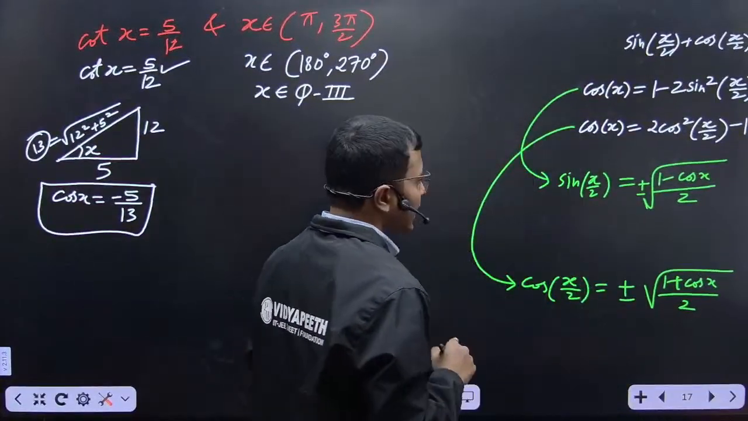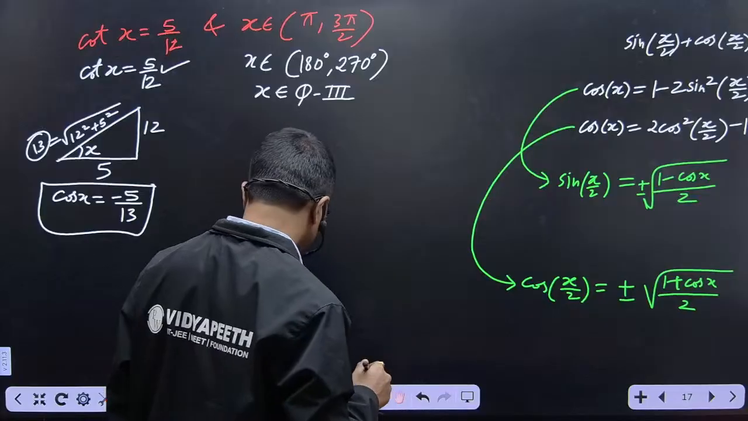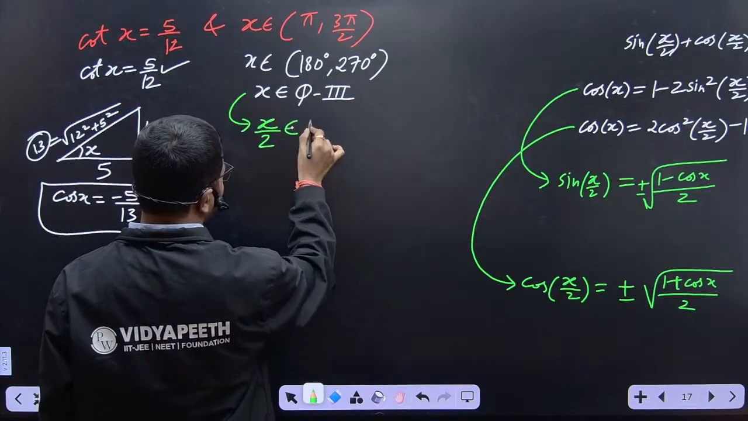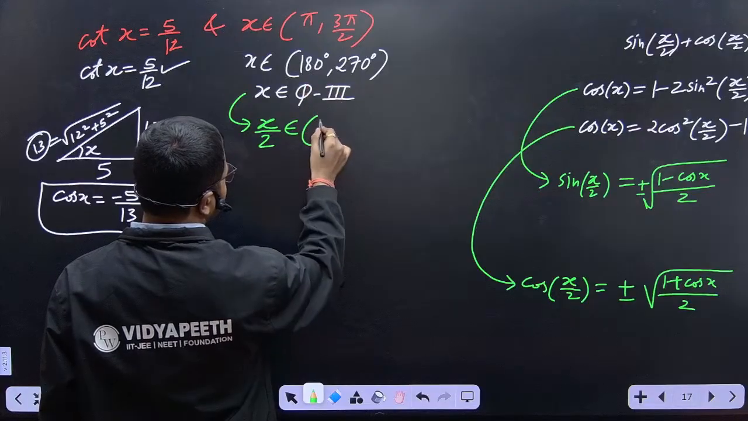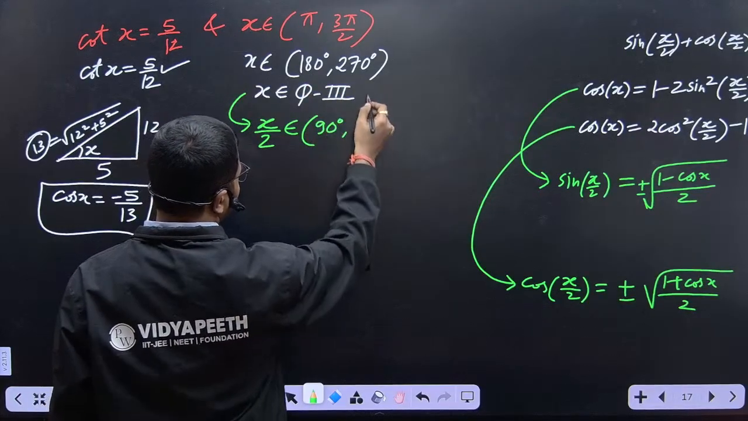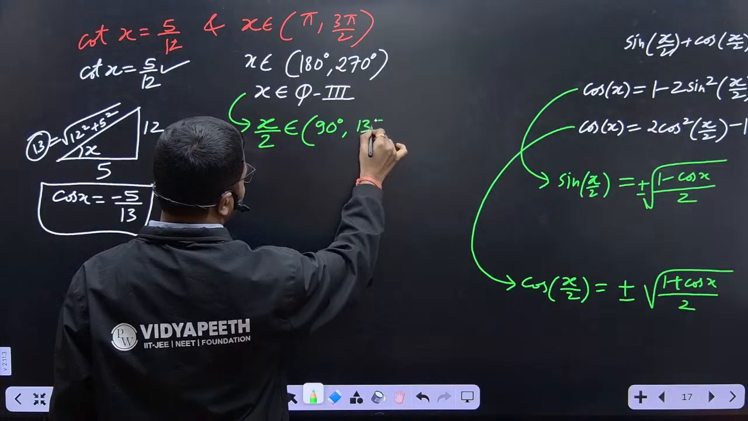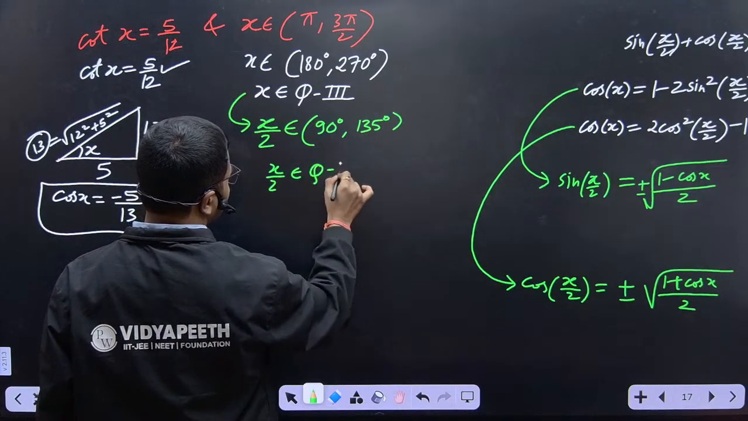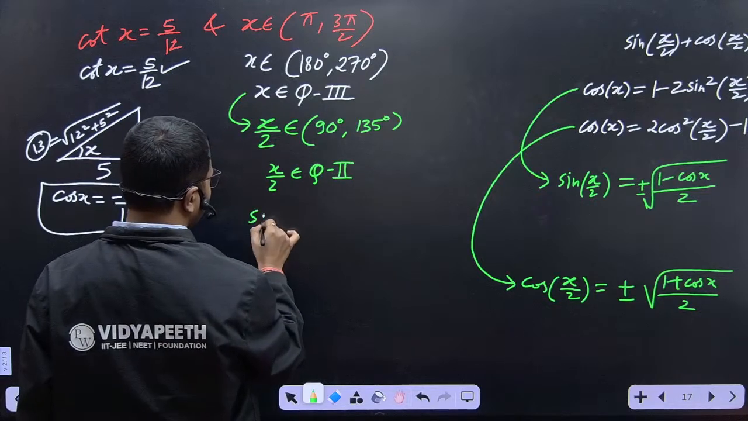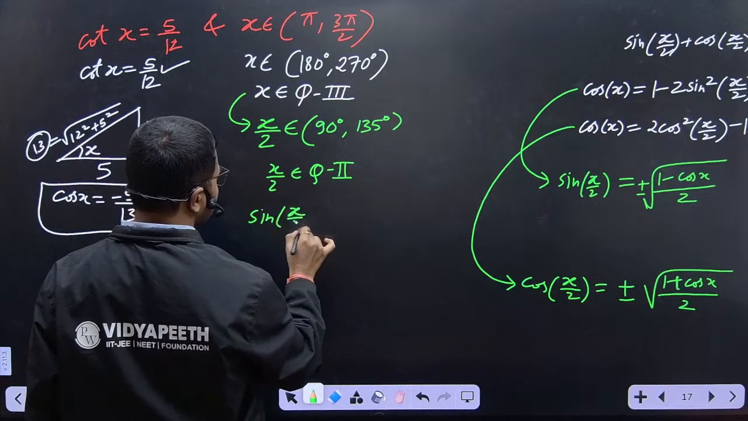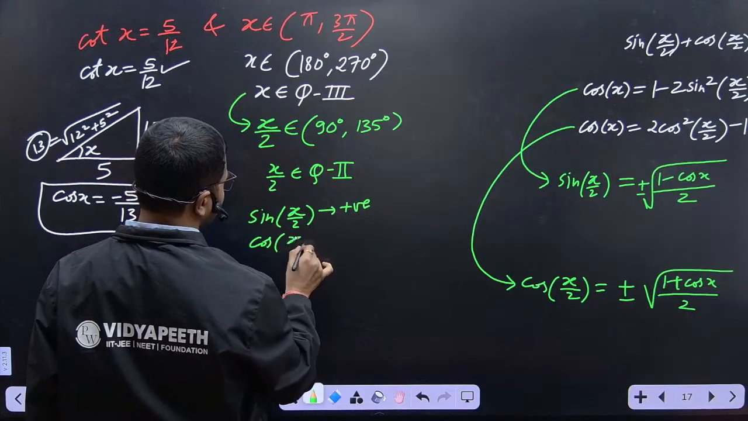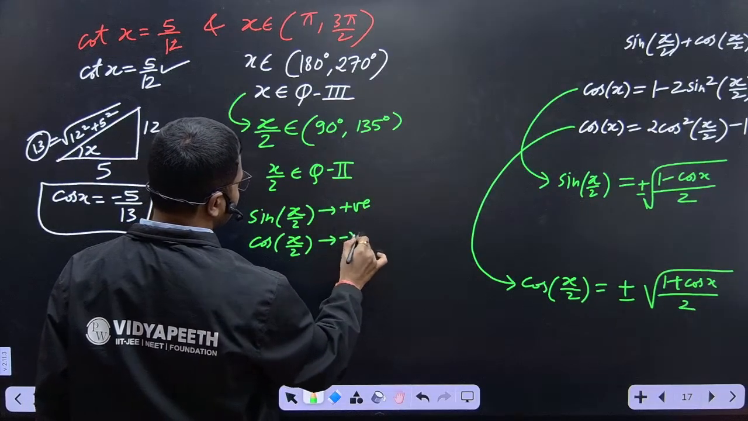Okay, x is belonging into third quadrant. So let us find what about x by 2. X by 2 belongs to half of the 180 degrees, that is 90 degrees, half of 270, 135 degrees. So x by 2 is belonging to second quadrant. So in second quadrant we know sin is positive and cos is negative. So cos of x by 2 is negative.